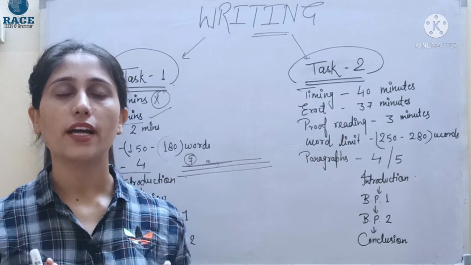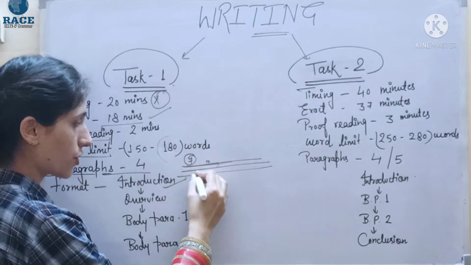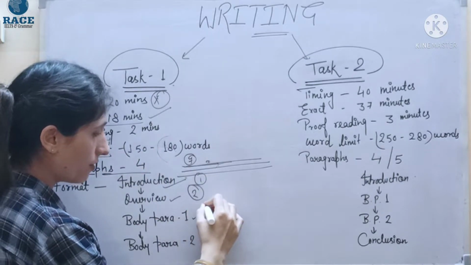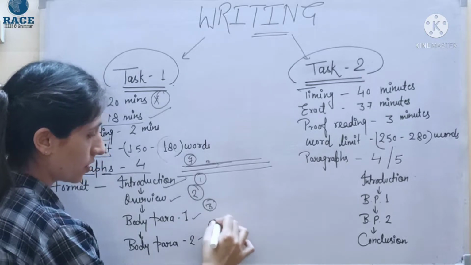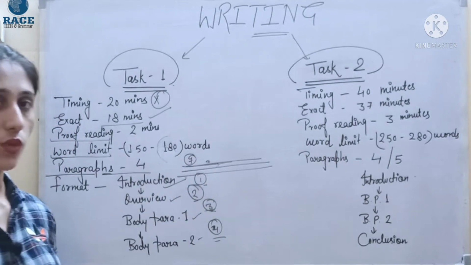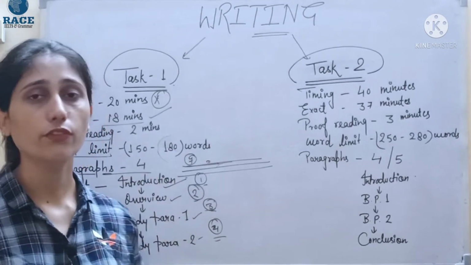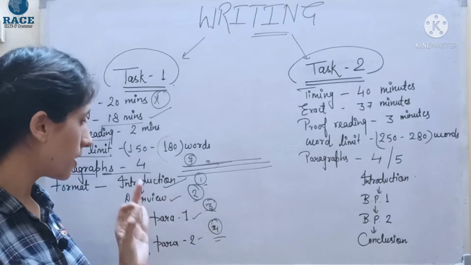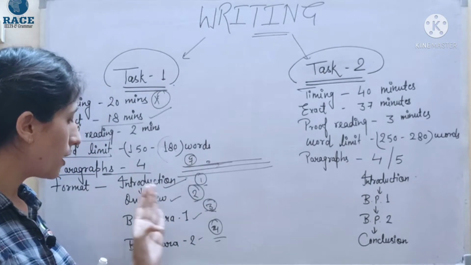So that is why you have to write first of all the introduction, that is the first para, then after that the overview, second para, then body para 1, third para, and then body para 2, fourth para. These are the 4 paragraphs you have to make in your writing task 1. Do not try to write the conclusion, because we have already written the overview. If we have written the overview, there is no need to write conclusions. So that is why you have to make 4 paragraphs: introduction, overview, body para 1, body para 2.